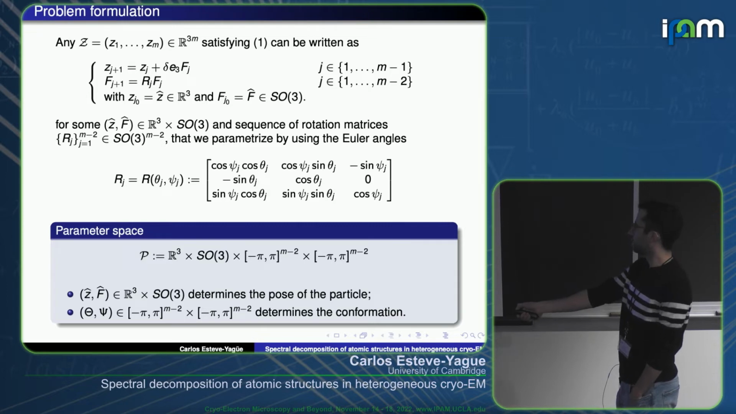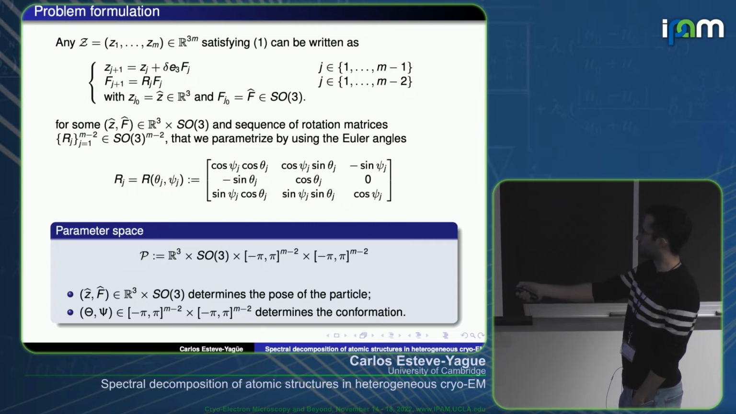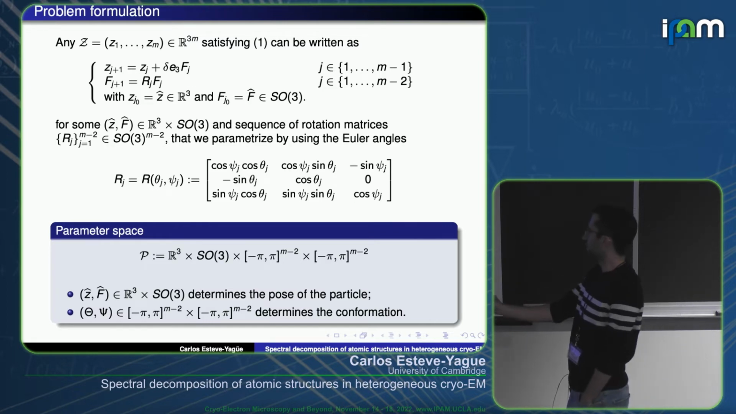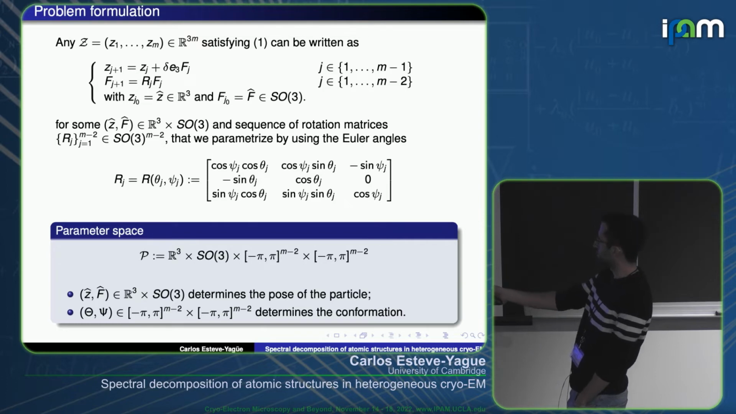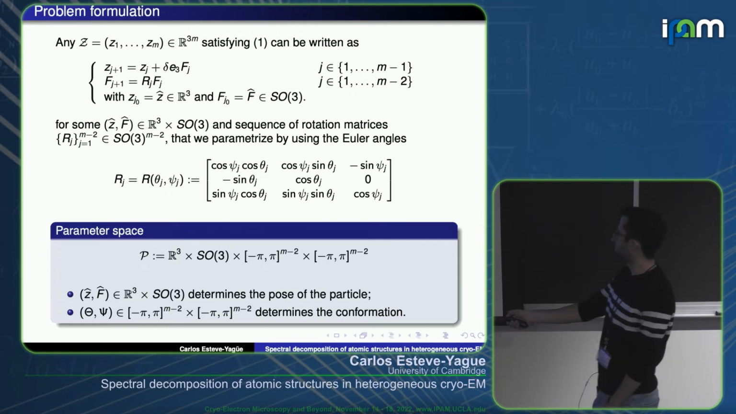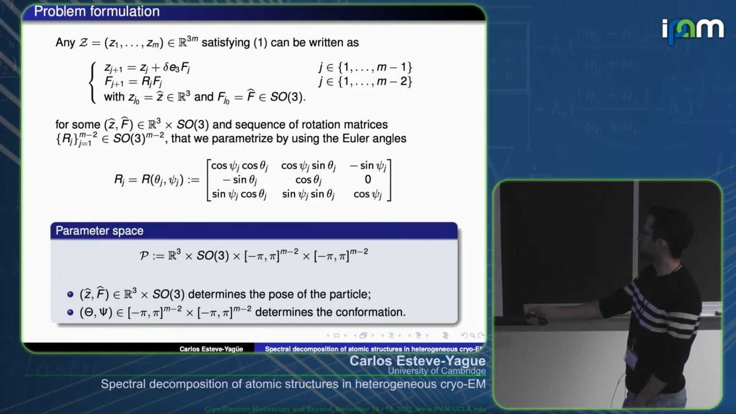So this represents the position, like the spatial location of the protein, or the particle. This represents the orientation, which is f hat, and then this sequence of angles determines the conformation.